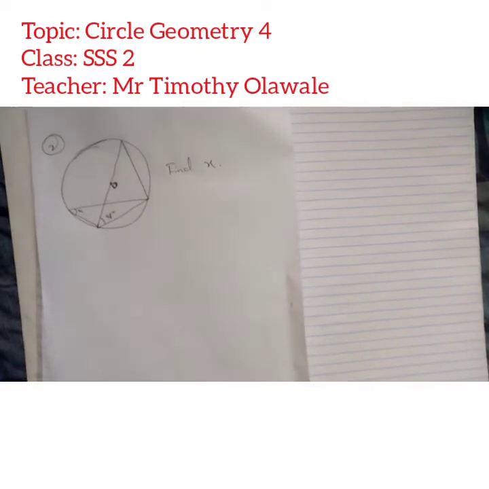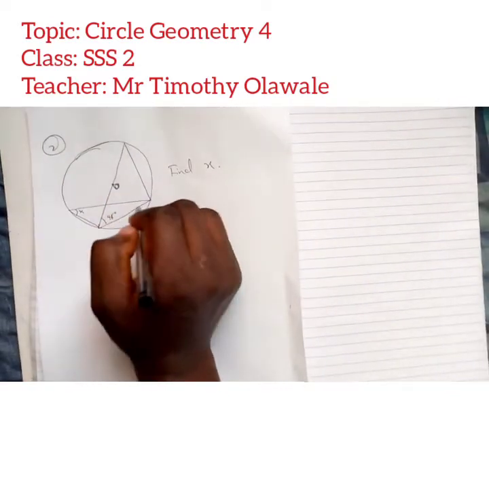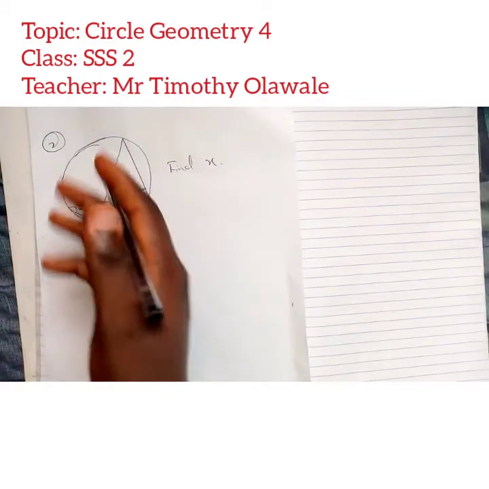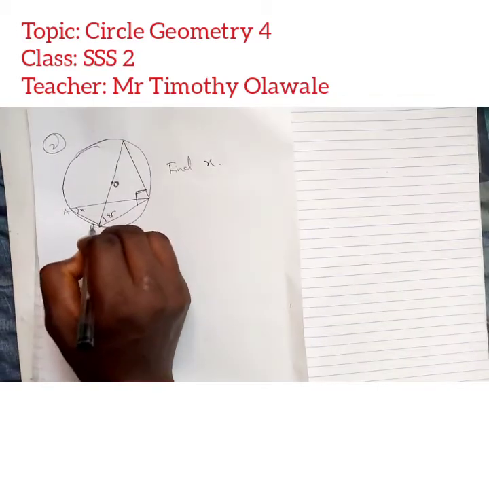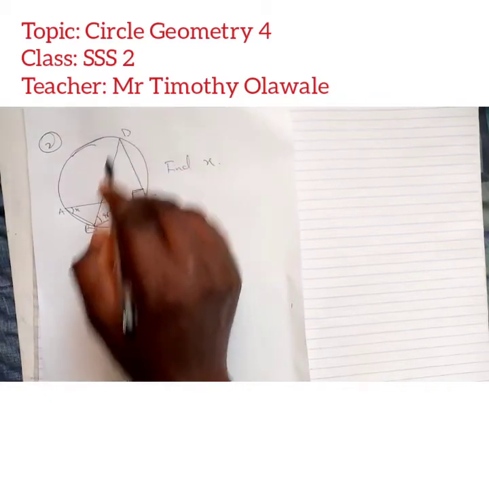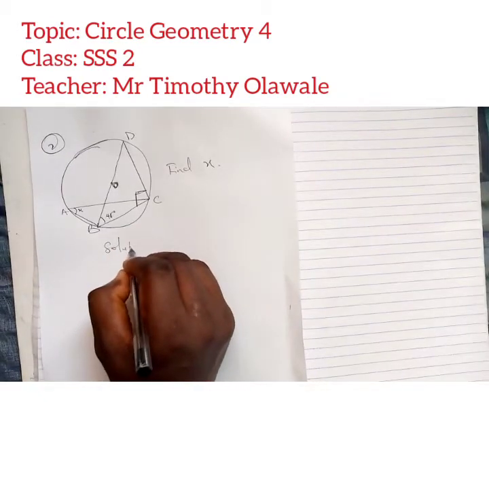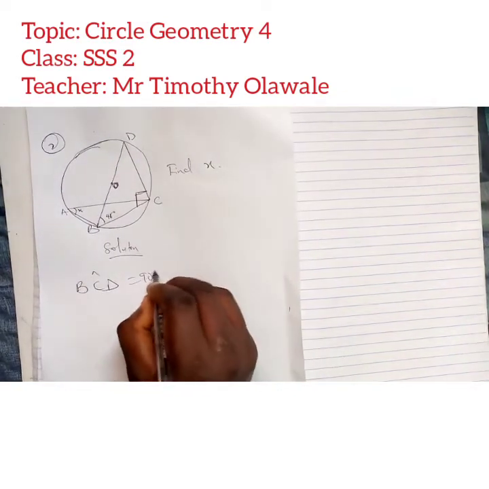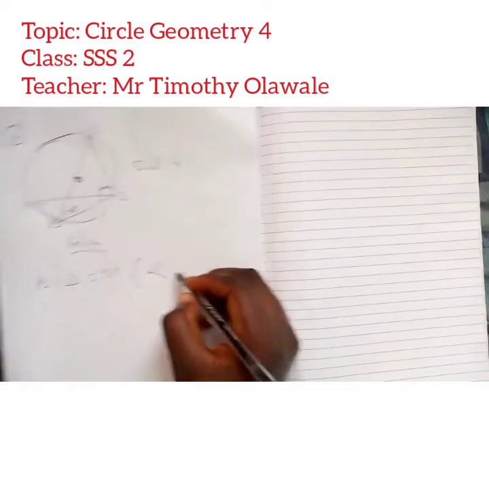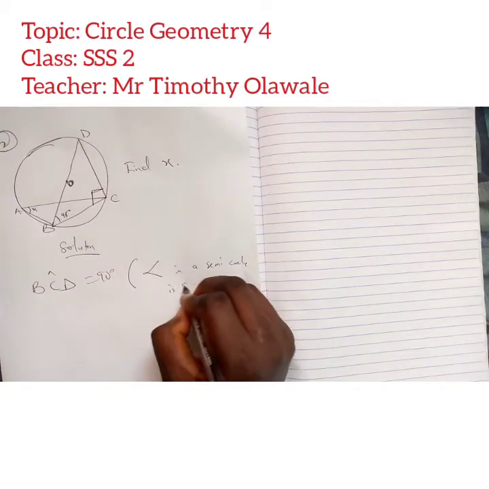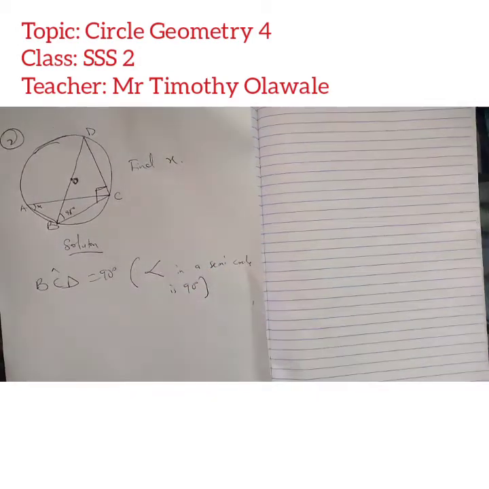Pay attention. If this is the semicircle, that means this place is 90 degrees, angle in a semicircle. Now this is not labeled, so we can label it ourselves to make it easier. A, B, C, D. Solution. Angle BCD is 90 degrees, angle in a semicircle. Is that clear? So now we are almost there.